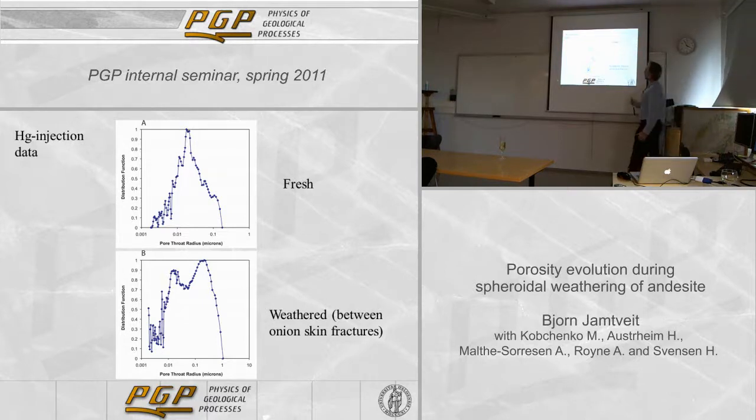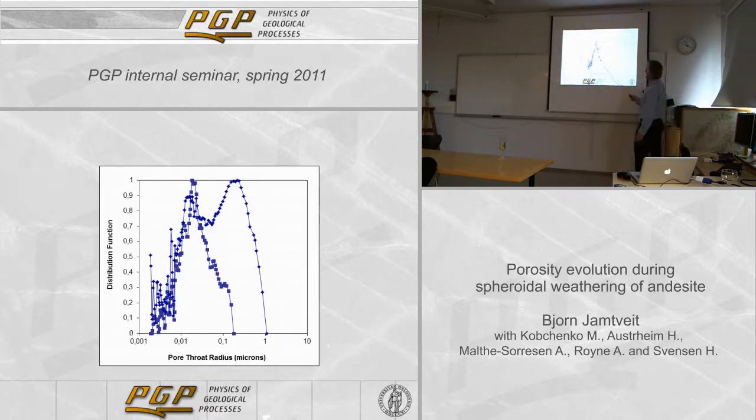Then, when we look at the weathered rock, in between macroscopic fractures, we have a completely different figure. We have one peak at the same position as this one. The scale is different, it's 10 here, and it's just 1 here. It's easier to see if you superimpose them. So you have squares, which is the fresh andesite, and then you have the weathered andesite. You have a whole new peak here with a bigger pore throat radius.